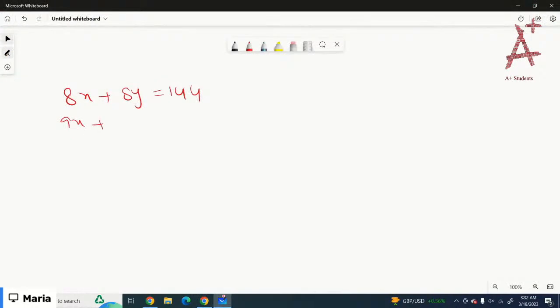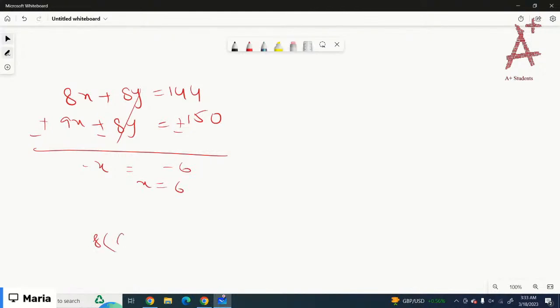Okay, let's just solve the equations. So we can subtract to cancel 8y. Got it? So just subtract the equations. 8 minus 8 is 0. 8 minus 9 is minus x, equals minus 6. That means x equals 6. So just replace in any of the equations.